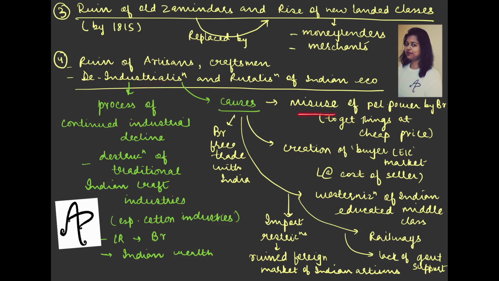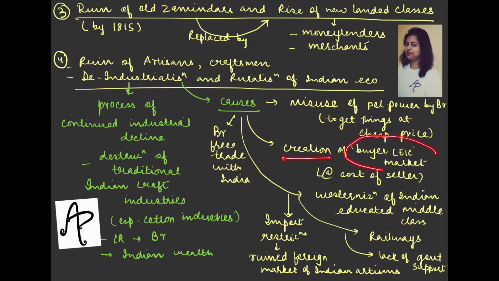Then misuse of the political power by the British. They had come here as a trading power, then they expanded themselves as a political power. They started to conquer the regions and started to misuse them also, because they were using methods like extortion, forcefulness, coercion, etc. to get things at a cheaper price from India.